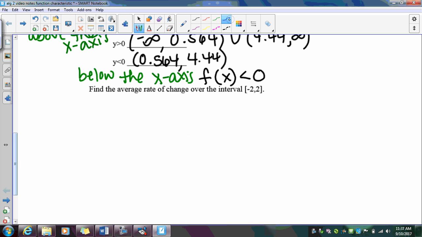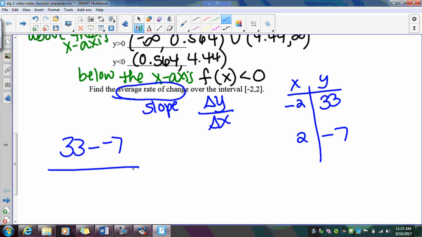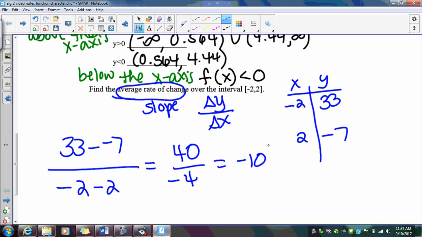Lastly, we have find the average rate of change over the interval -2, 2. Remember, this is another way to say slope, which is your change in y over change in x. So I need to know the y values that go with -2 and +2. The y value that goes with -2 is 33. The y value that goes with +2 is -7. So I have 33 minus -7 over -2 minus 2, which ends up giving me 40 divided by -4, or -10 for the slope there.